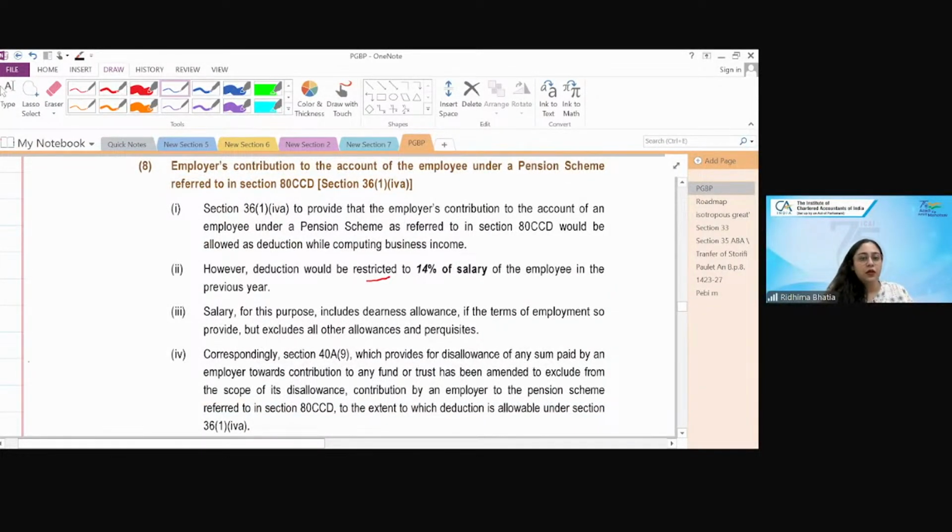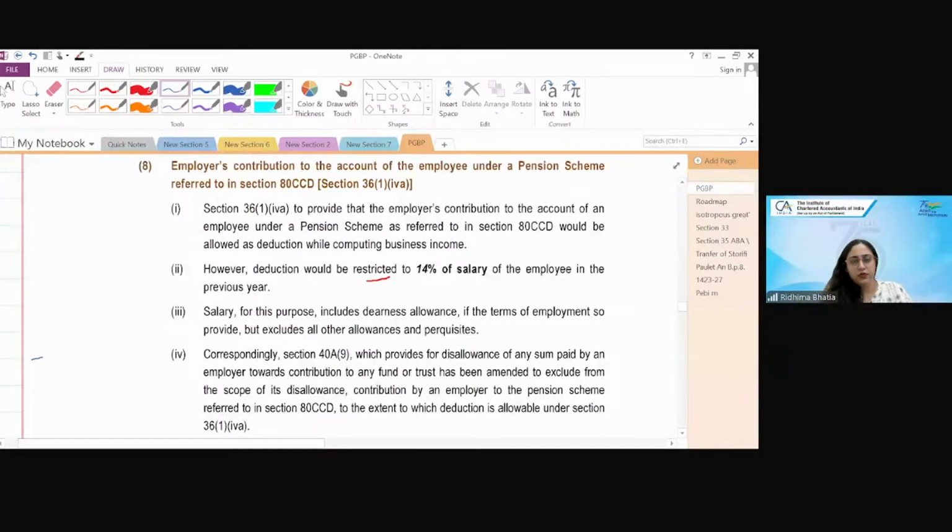NPS में one thing is simple that it would be allowed as deduction based on actual contribution or 14% of salary. Earlier, this amount was 10%. Now, with the Finance Act 2024, Finance Act number 2, 2024, it is being made 14%. So, 14% of the salary. Whose contribution are we talking about? Employer contribution. Employee contribution does not matter.